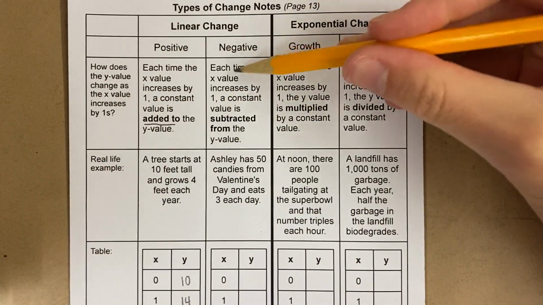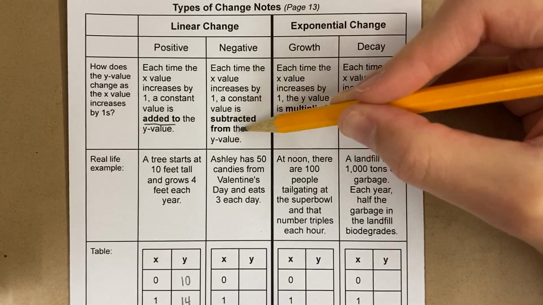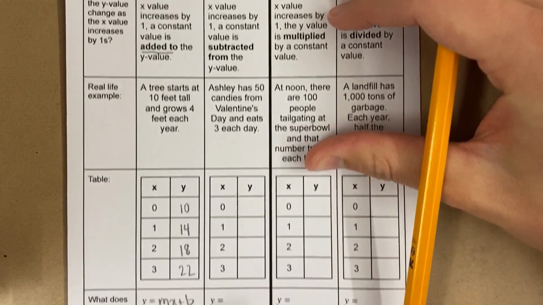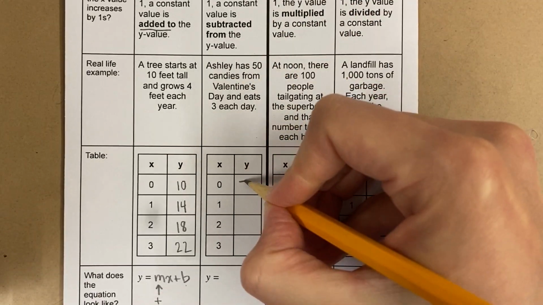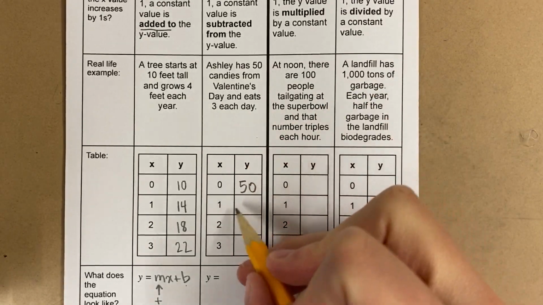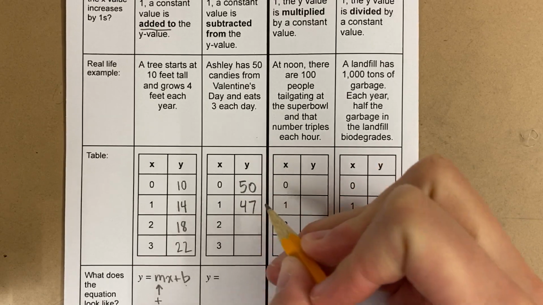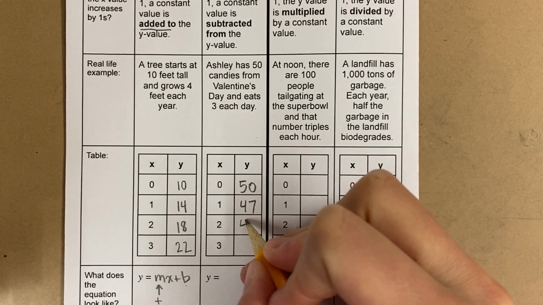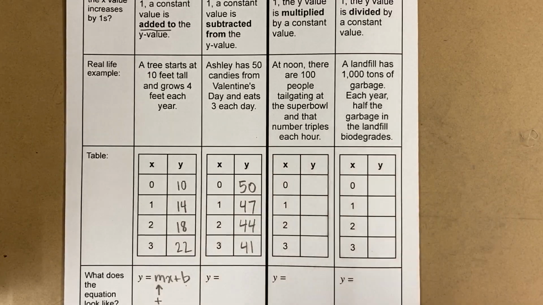Now, we've also talked before about negative linear change. So in this case, each time the x value increases by 1, a constant value is subtracted from the y value. The y value is going down. So for example, if Ashley has 50 candies from Valentine's Day, she starts with 50, and then she eats 3 each day. We're subtracting 3, right? After 1 day, she has 50, then she ate 3, so now she has 47 left. Then she ate another 3, so she has 44 left. And she ate another 3, so she has 41 left.